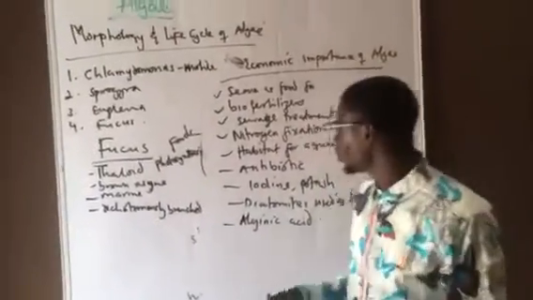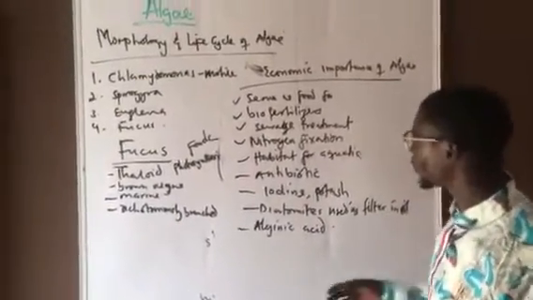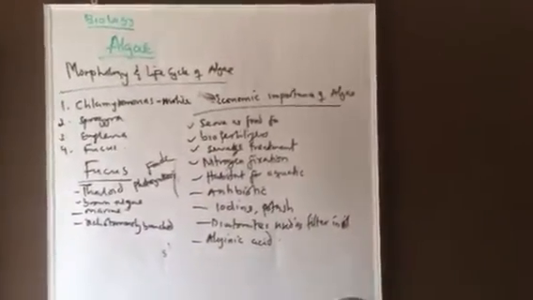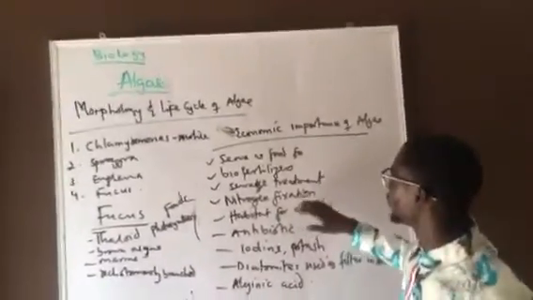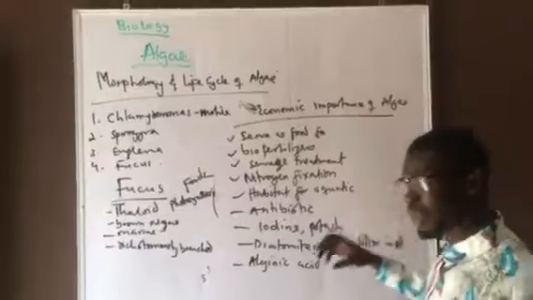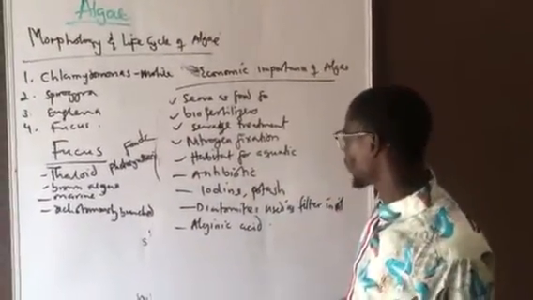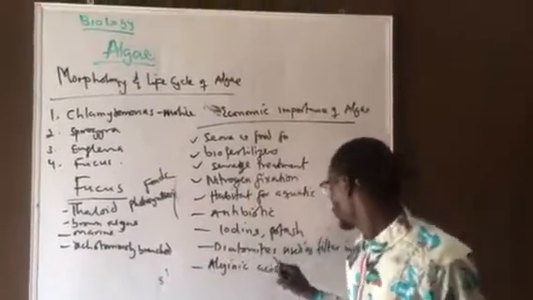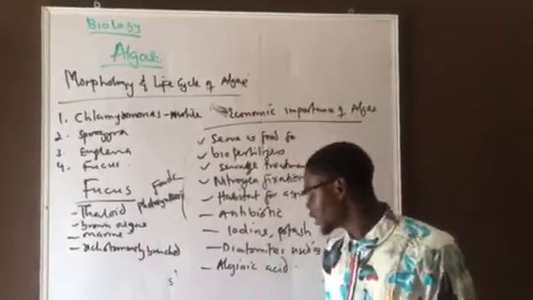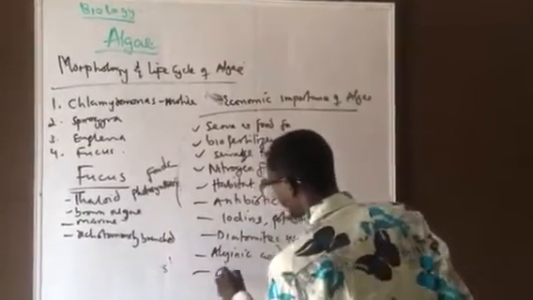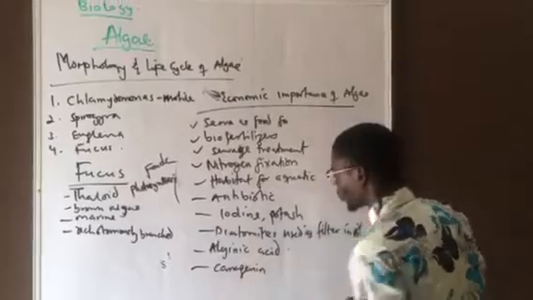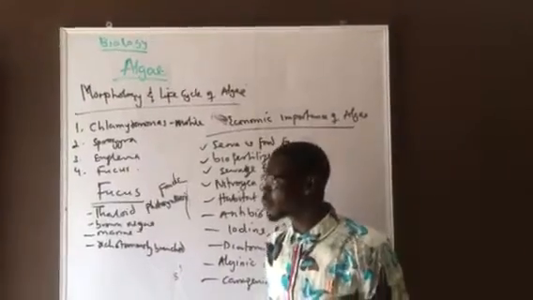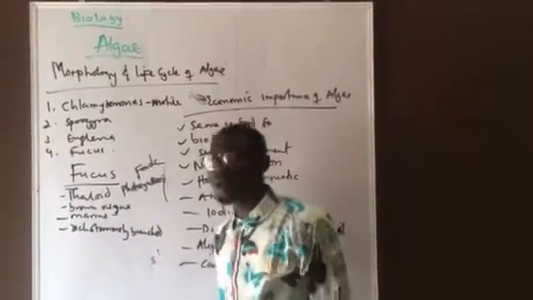Okay, so algae has a lot of importance. Like we have said, they serve as food for man. They are used as biofertilizers. They can be used for sewage treatment. They can carry out nitrogen fixation. They serve as habitat for aquatic organisms. They are used as antibiotics. They can be used in the production of iodine and potash. They can also be used as filters in oil. We also mentioned alginic acid and carrageenan, which are used in industry, in textiles, and other important industries. So that is all about algae.